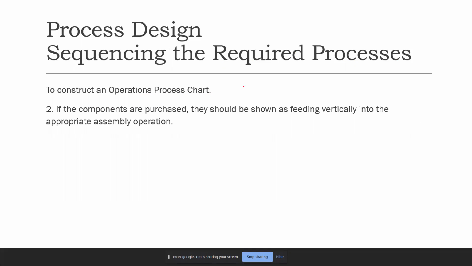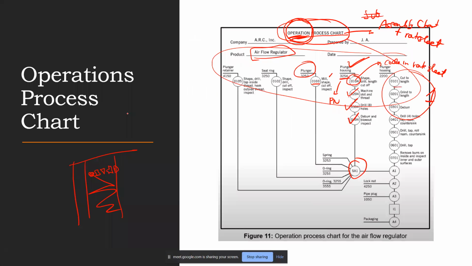The second step, if the components are purchased, that should be shown as feeding vertically in appropriate operations. Tignan natin ulit. Ayan, ito siya. Spring, o-ring. Ang mga yan po ay mga purchased. Feeding vertically. Okay? So, itong plunger. Pag isasama natin yung spring, isasama natin si o-ring. Okay? Papareho lang din naman po.